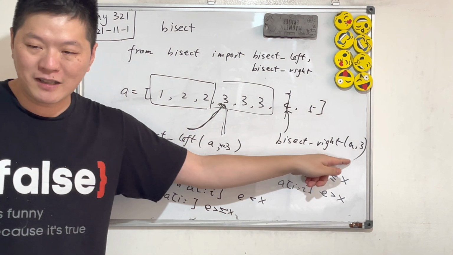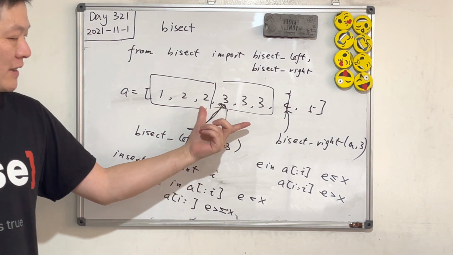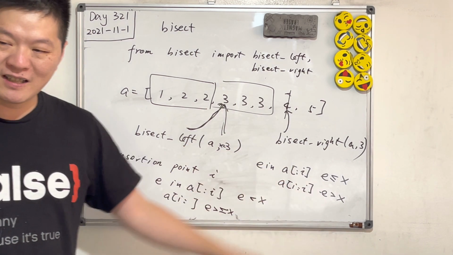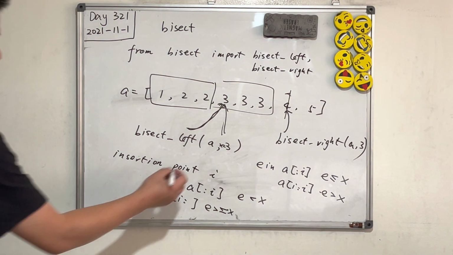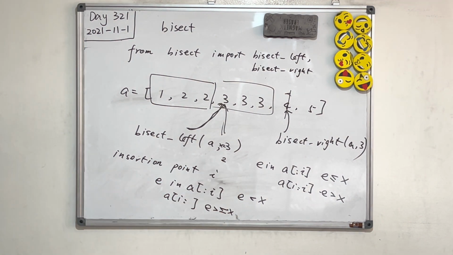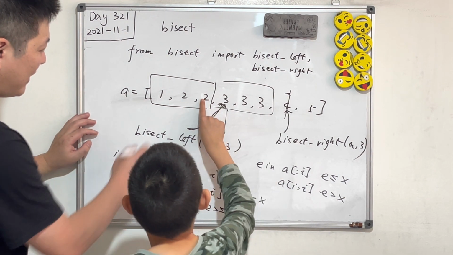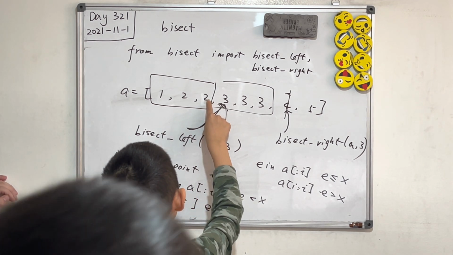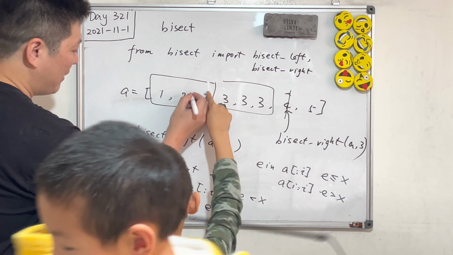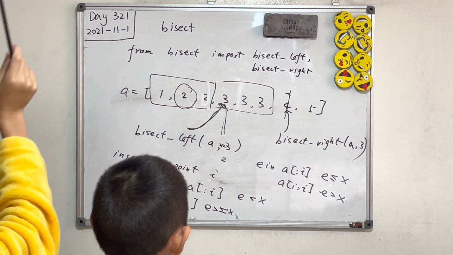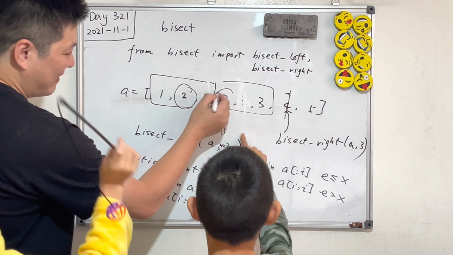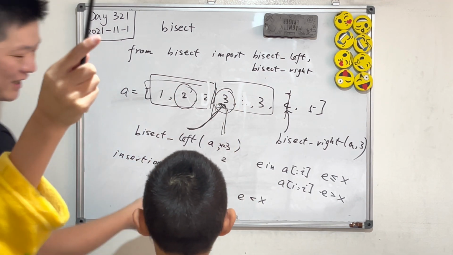But by bisect_right, it's all the elements on the left-hand side. Look, it's smaller or equal to, right? Got it? Okay. So if I have 2 here, by bisect_left 2, where do you think it's going to be? Can you point to me? Here or here? Come on, bisect_left 2, if it's 2. Where? Yeah, this one too. And if it's bisect_right 2, where is it going to be? Here. Right? Because all the elements need to be smaller or equal. Got it? It's the same as 3, okay?